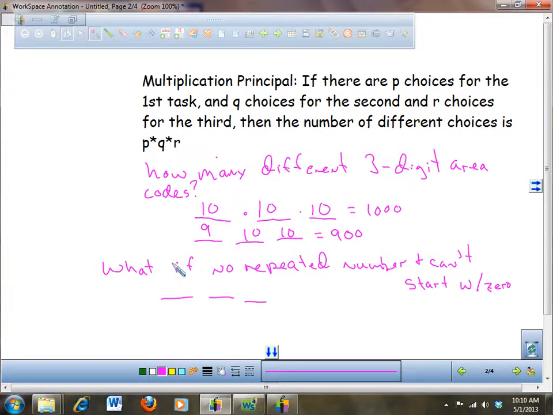So how many choices do I have for that first digit? 9. Now, how many choices do I have for the second digit? You still have 9, because you can use a 0 for the second. So here I couldn't use a 0. Okay? But here I can use any number other than the one that was used immediately.